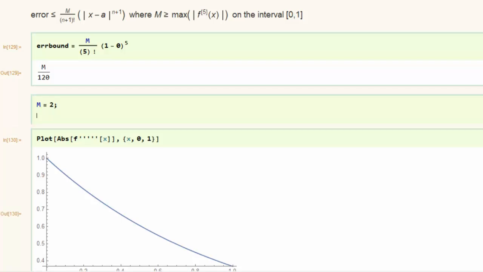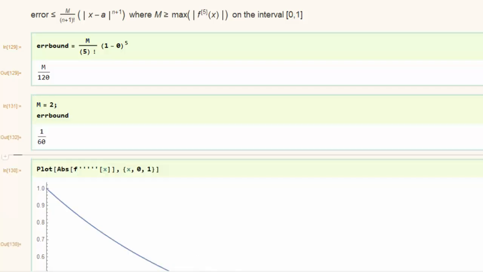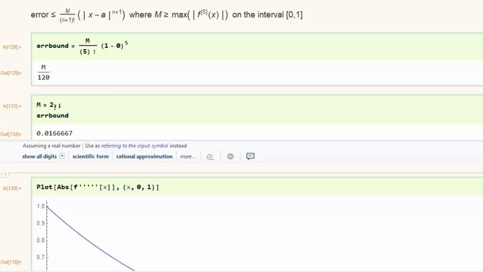So if I use that value for m, and now I actually plug that in to find out what my error bound would be using that m value, I'll put a decimal in to get a decimal out. Looks like I have an error bound value of 0.016 repeating. Now what does that actually mean?